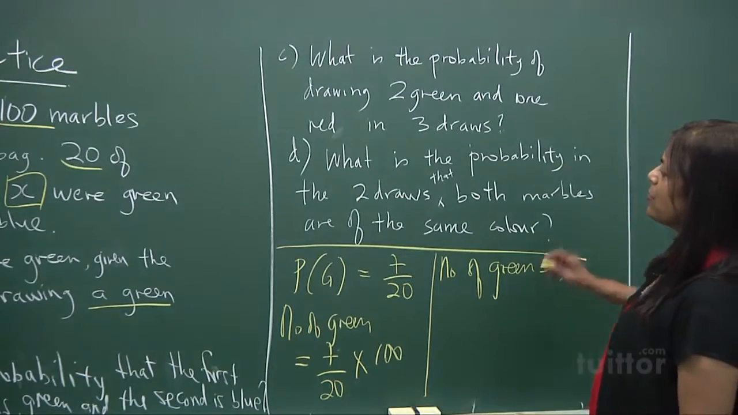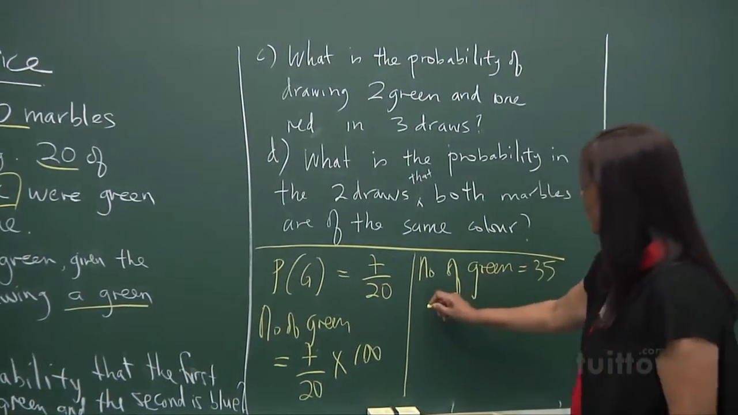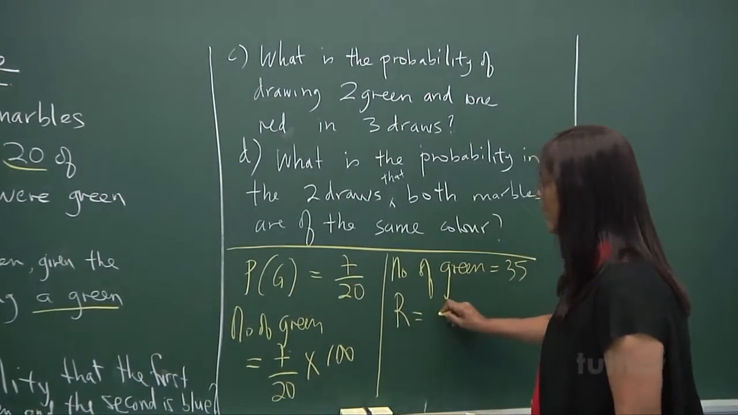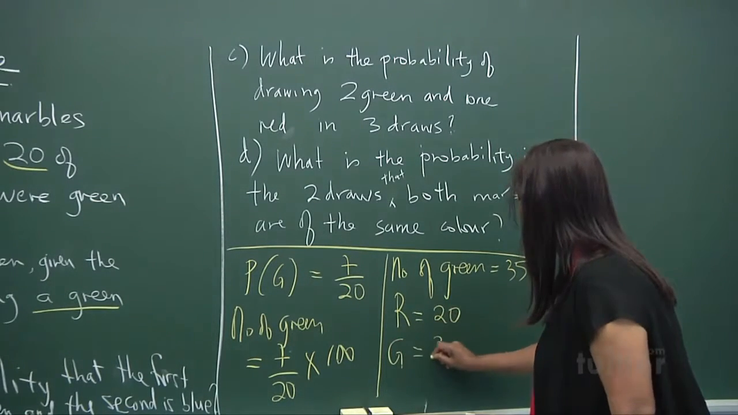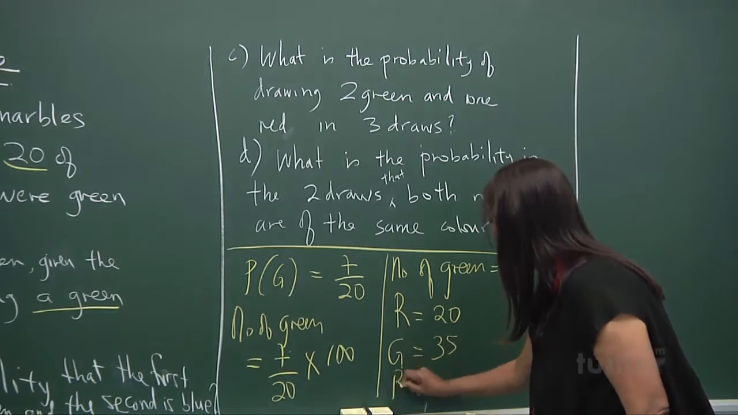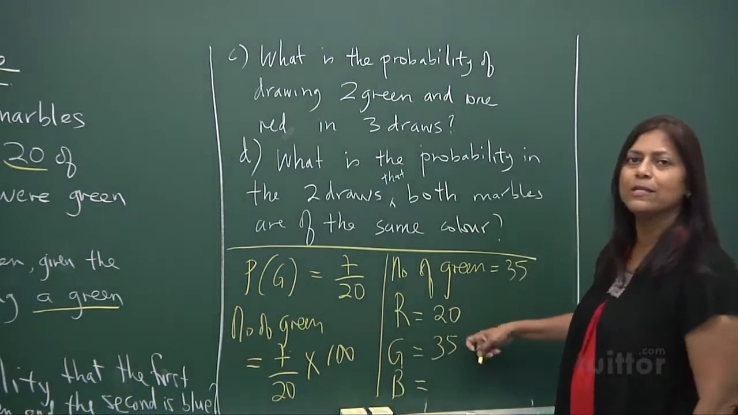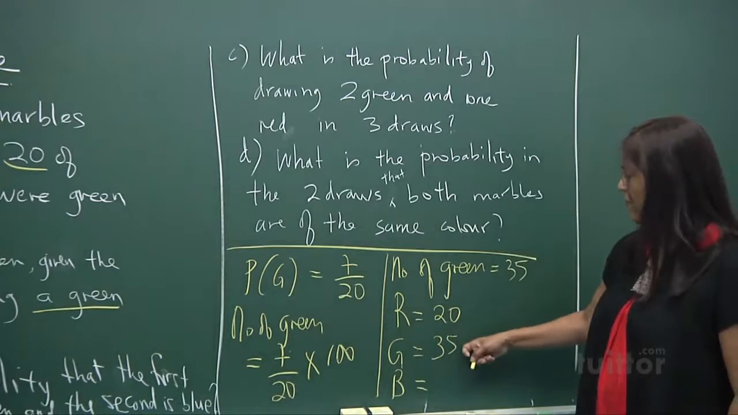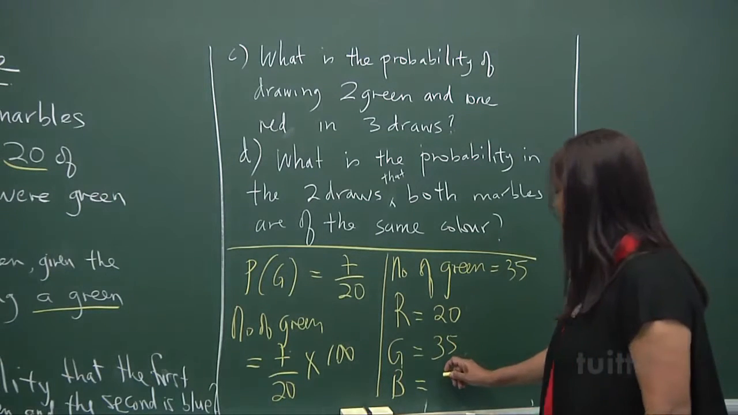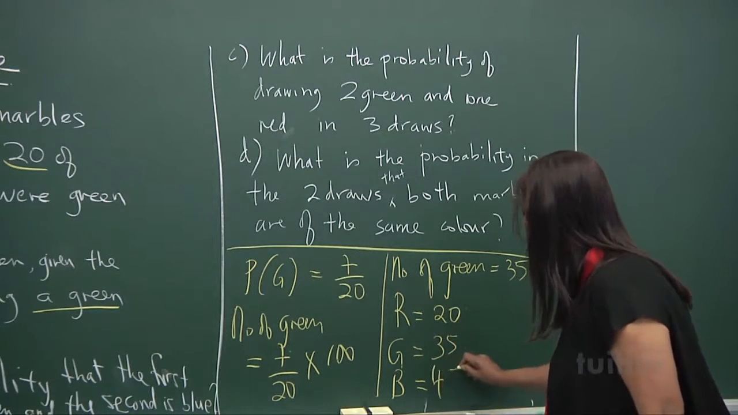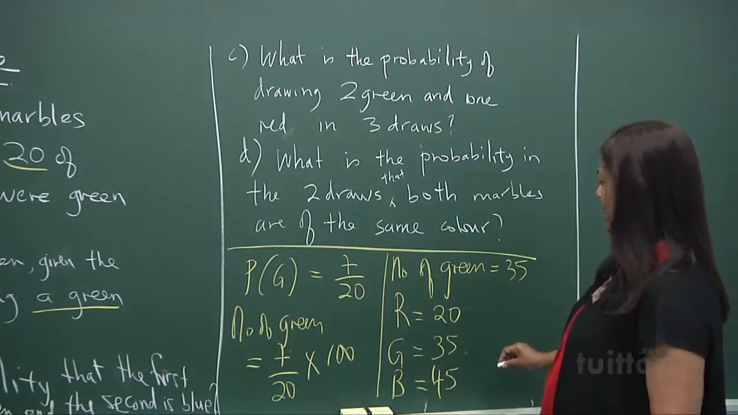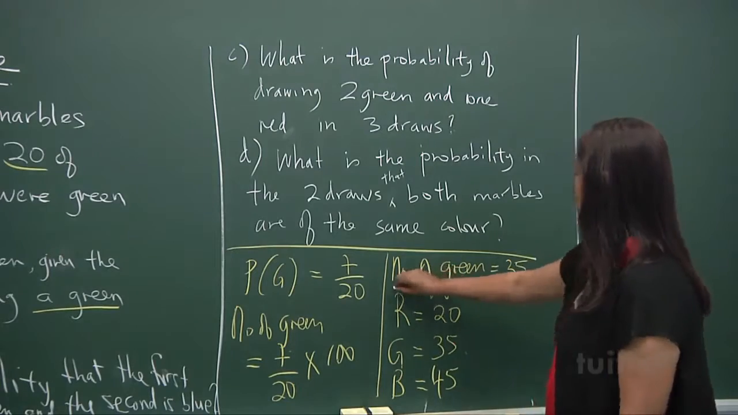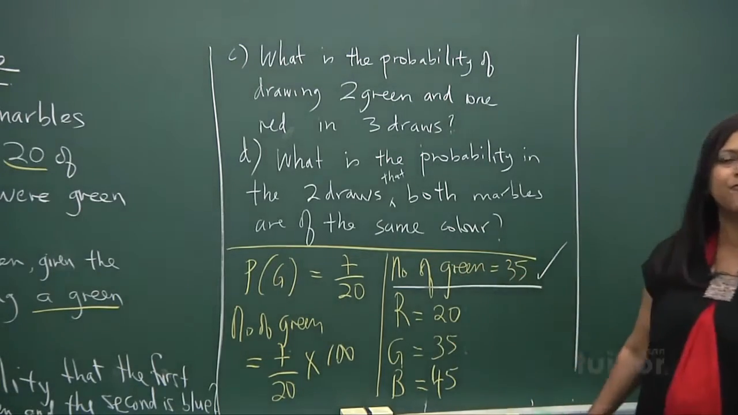So you look at Jing-Wen, she has red. Red is 20. Green is 35. And the rest are blue. And how many blues are there? 20 plus 35, you've got a 55. The rest are 45 blue. Now, that answers the number of green. This question, number of green marbles, 35.